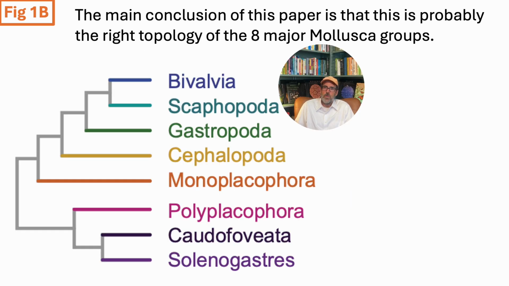So the main conclusion of this paper is that this is the correct topology of the 8 major Mollusca groups. The bivalves are related to the gastropods, but in the middle is this other group called the Scaphopoda. The cephalopods are sister to those 3 groups, and then the monoplacophora are sister to all those. Again, talking about a phylogeny is a little bit difficult because this is the correct branching order, and this is a major advance for the field of Mollusca taxonomy.